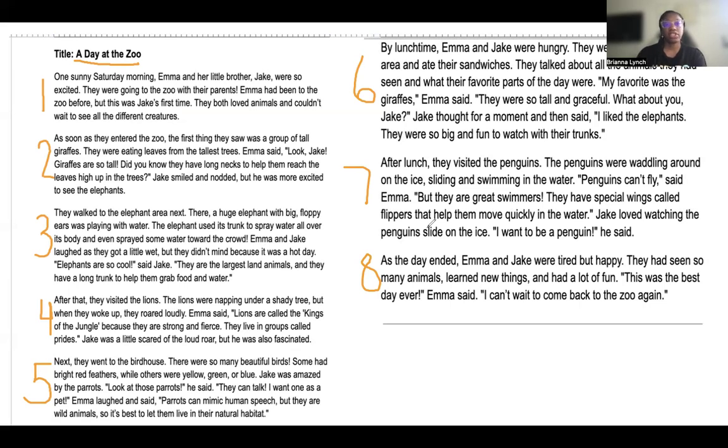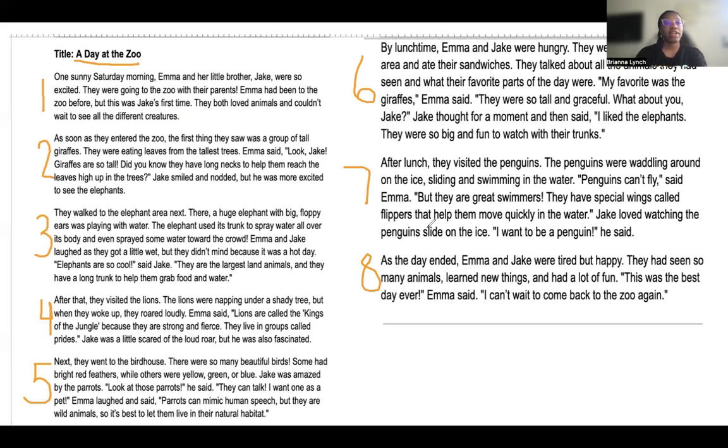As soon as they entered the zoo, the first thing they saw was a group of tall giraffes. They were eating leaves from the tallest trees. Emma said, "Look, Jake, giraffes are so tall. Did you know they have long necks that help them reach the leaves high up in the trees?" Jake smiled and nodded, but he was more excited to see the elephants.